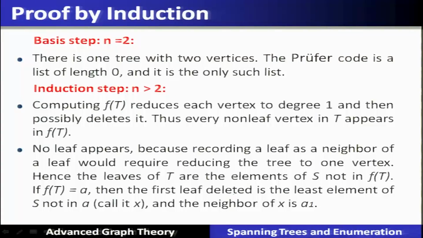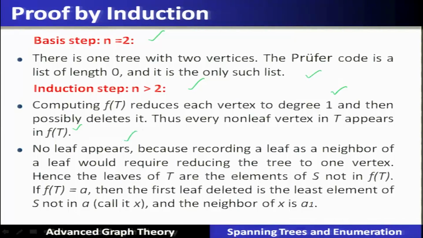induction on n. Let us take the induction on n. When n is equal to 2, there is only one tree with the two vertices. The Prüfer code has length n minus 2, that is length 0, and it is the only such list. For the induction hypothesis, let us assume n is greater than 2. Now, computing f of T will reduce each vertex v to degree of v minus 1, and then possibly it will get deleted. Thus, every non-leaf vertex in T appears in f of T, that is in the Prüfer sequence.